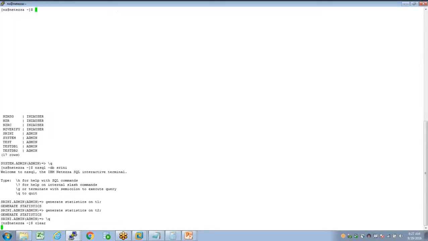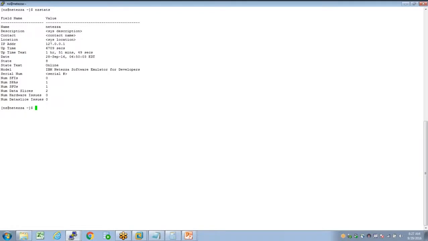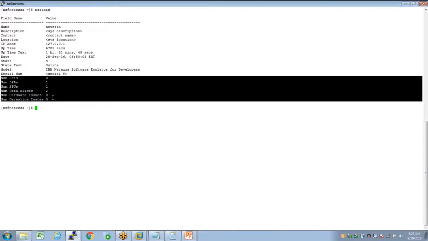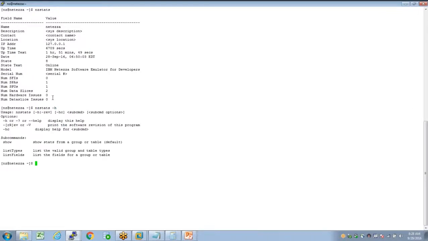For example, when I say ng_stats, it tells you information about your system. This is a command that tells you information about your system, such as the number of hardware components you have. So this ng_stats has much bigger information. When I say ng_stats -hc list types, you can see much bigger information using ng_stats.